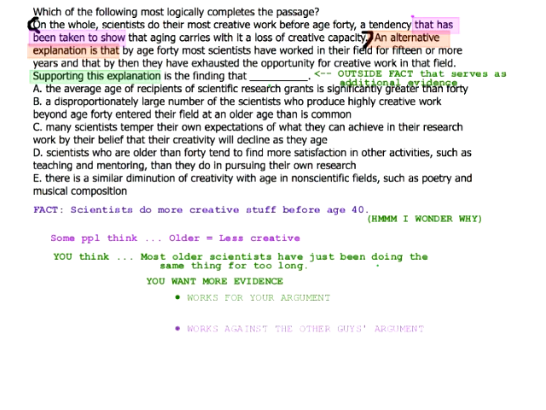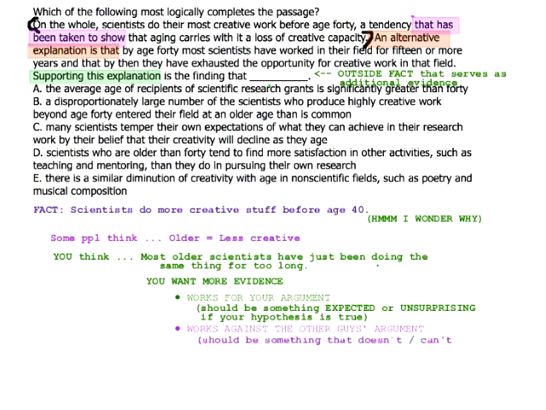In other words, what you can think is, if your hypothesis is true, then whatever this piece of evidence is should be expected. Should be something expected or unsurprising if your hypothesis is true. On the other hand, it should be something that doesn't really work, or can't really happen if old equals less creative is a thing. Okay, so let's take a look.